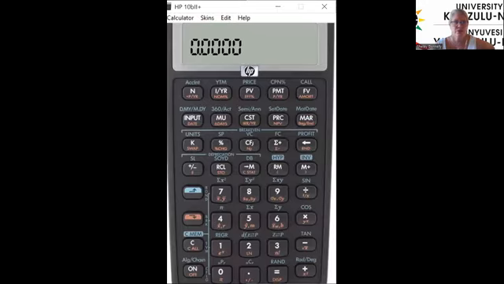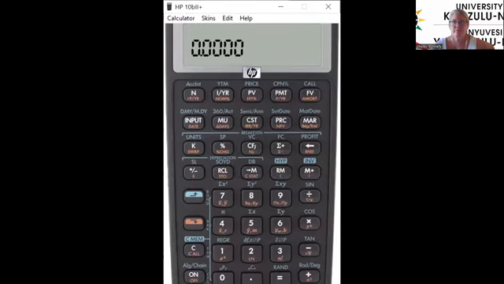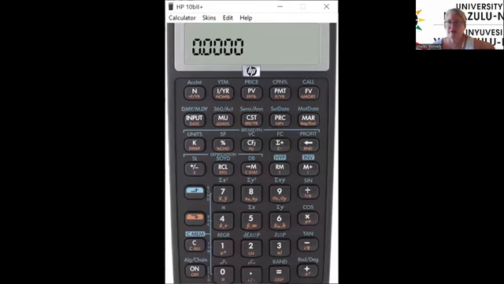Okay, my setting's on 2, PYR setting. Hope you can see that. Okay, so for the first part of it, because the 12% comes with monthly compounding, I put in 12, second function PYR. So now my setting's on 12. It's set up for monthly compounding. You can see 12 PYR.